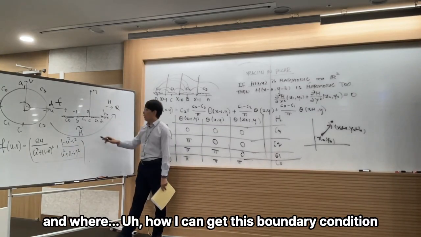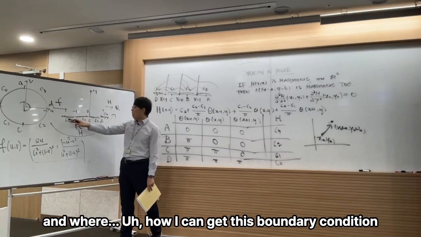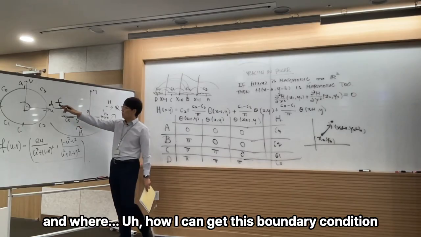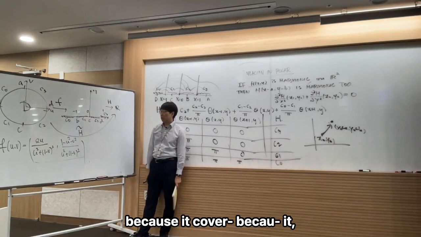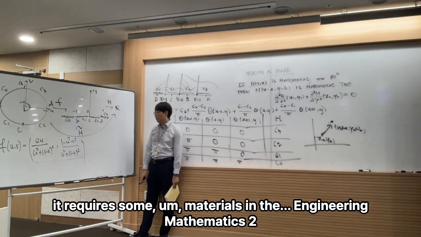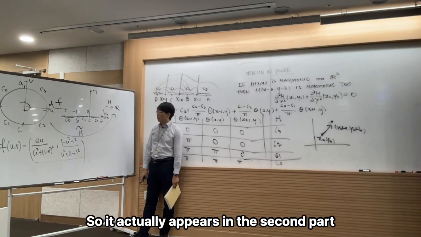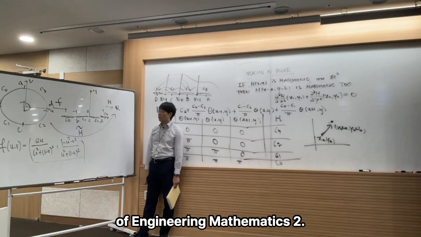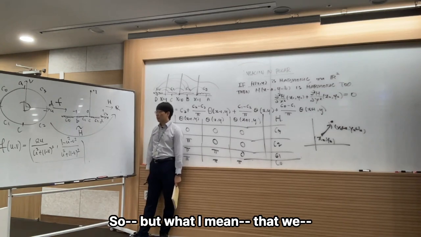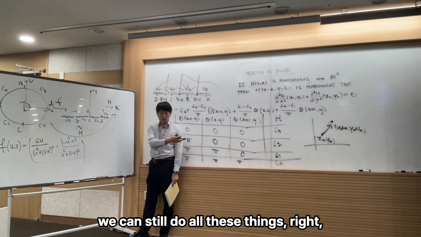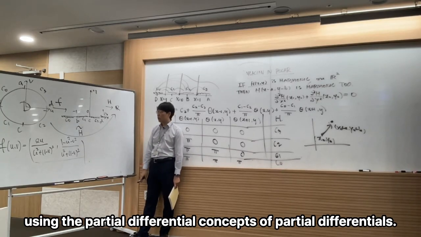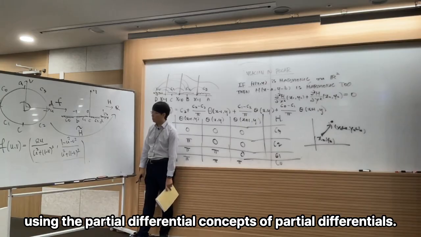I'm not giving you the detail of where this formula comes from, and how I can get this boundary condition and the corresponding pieces of boundary here, because it requires some material in engineering mathematics 2 and complex numbers. It actually appears in the second part of engineering mathematics 2. But even without knowing the detailed theory, we can still do all these things, right? Using the concepts of partial differentials.